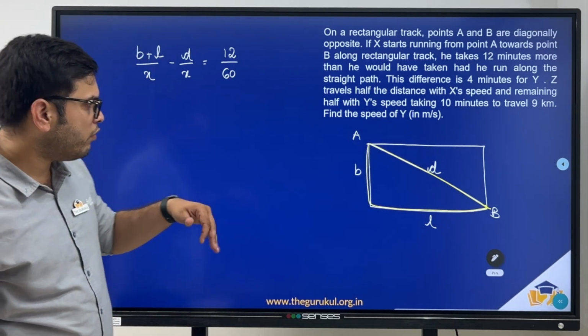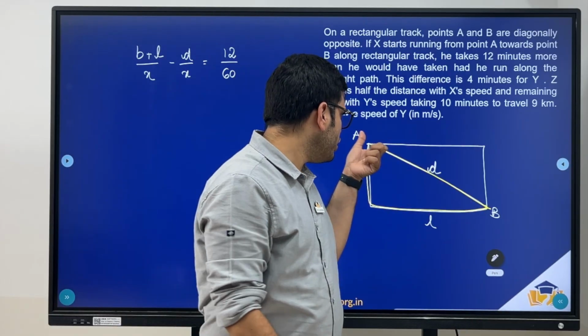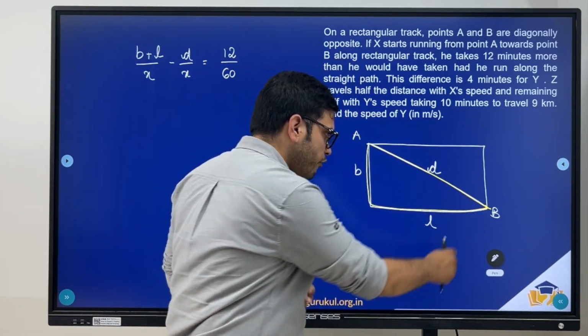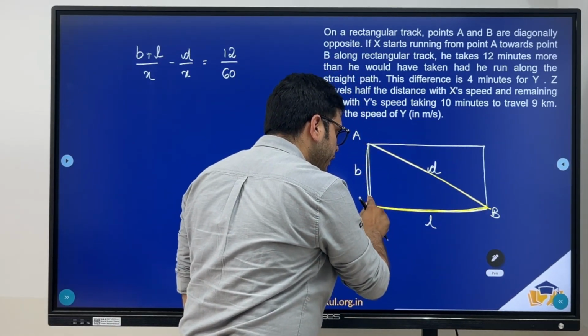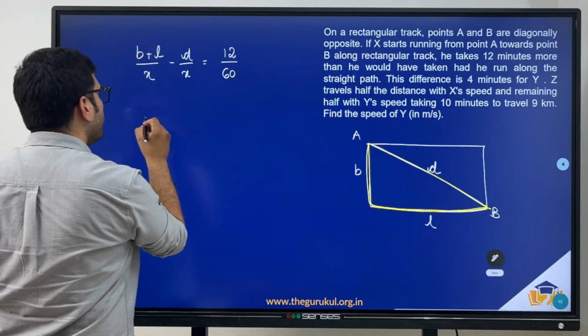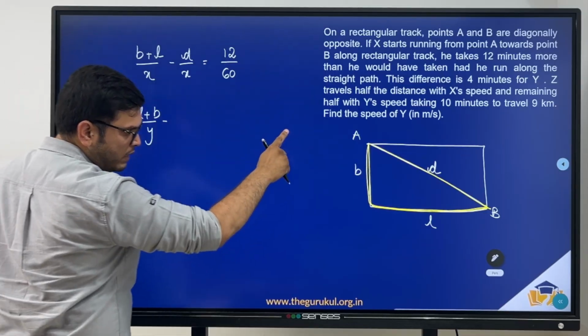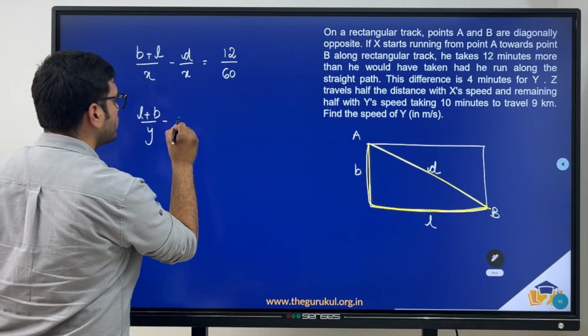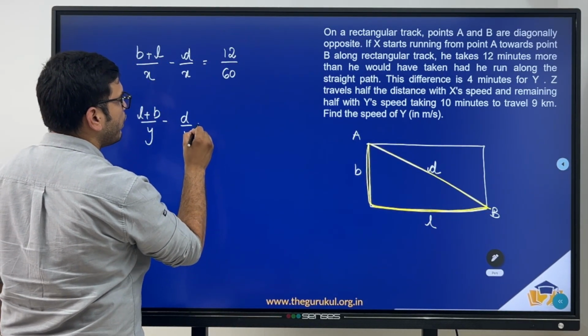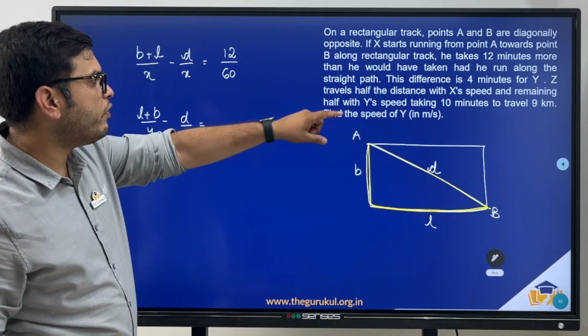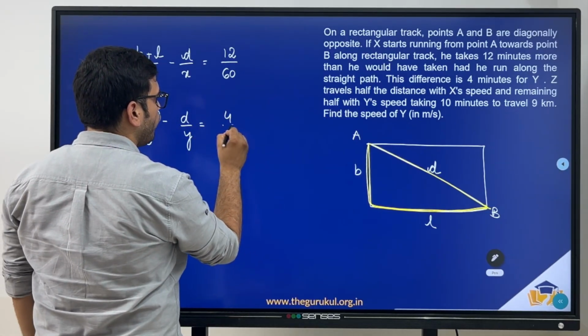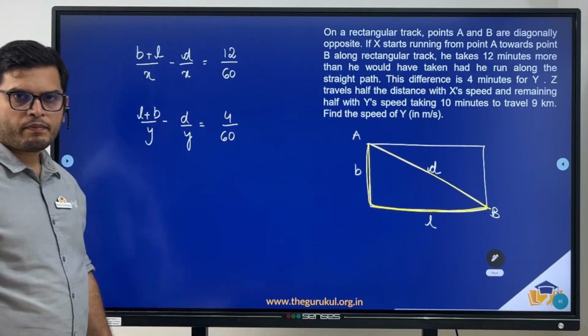Now similarly for Y, Y would be reaching A from B. So if he has to travel along the rectangular path, he should be traveling L plus B only. So (L plus B) by Y. Now in case he takes this path, D by Y. The difference is 4 minutes. So 4 by 60.